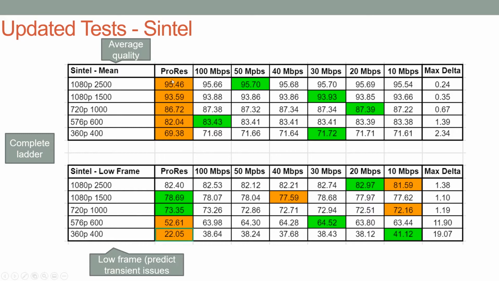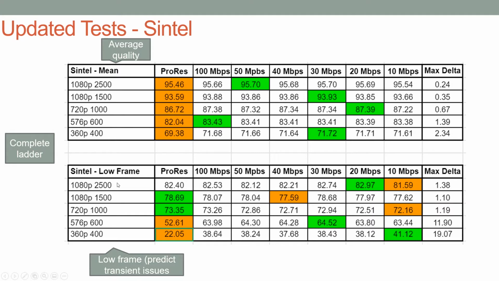So what we see here is that ProRes was always the lowest quality, and the highest quality was spread between 100 megabits per second for this particular rung, around to the other encoding bit rates here. But again, the max delta for the top 3 bit rates are insignificant. So whether you're doing it in ProRes or 10 megabits per second, no viewer would notice the difference here.